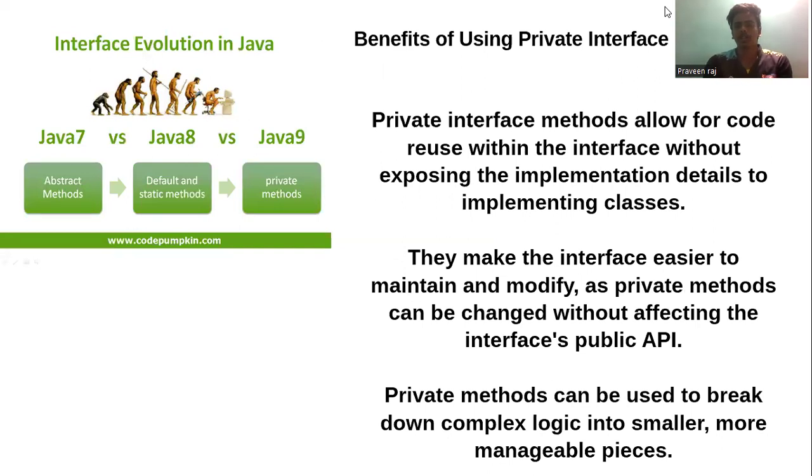Benefits of using private interface methods. Private interface methods allow for code reuse within the interface without exposing the implementation details to implementing classes. They make the interface easier to maintain and modify, as private methods can be changed without affecting the interface's public API. Private methods can be used to break down complex logic into smaller, more manageable pieces.